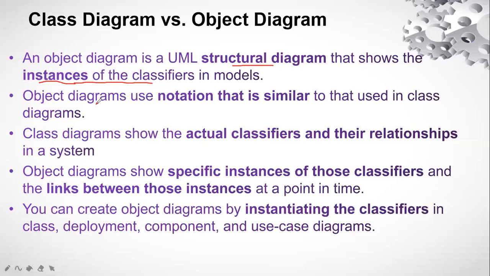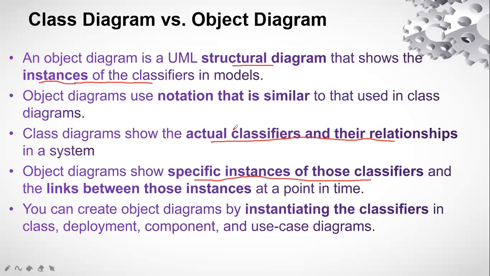Now next, object diagrams use notation that is similar to that used in the class diagrams. We have so many notations which are the same, used in object diagrams and class diagrams. Third thing, class diagrams show the actual classifiers and their relationships in a system. But when we talk about object diagrams, they show specific instances of those classifiers.